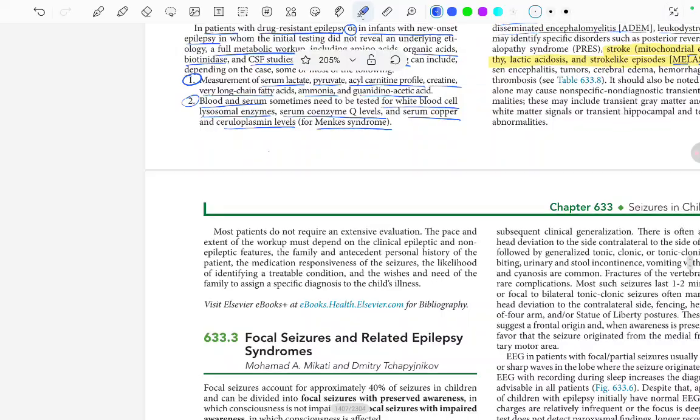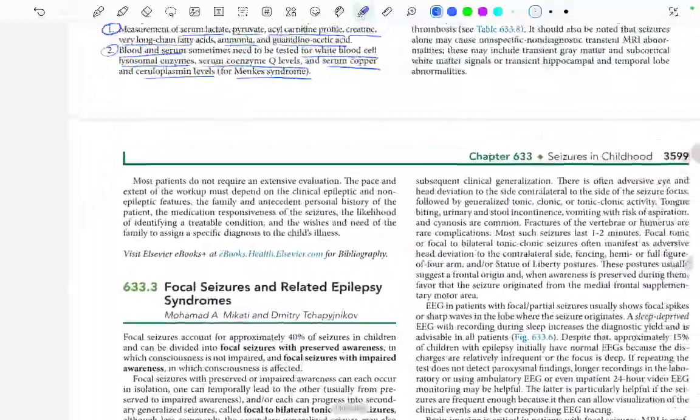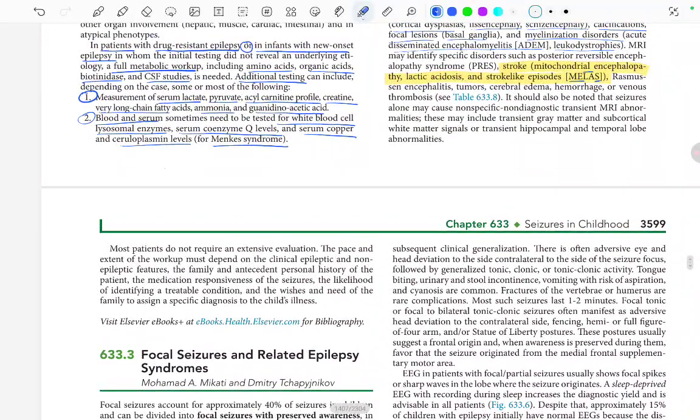So this was all about unprovoked seizure. In the next video, we will read about focal seizure and related epilepsy syndromes.